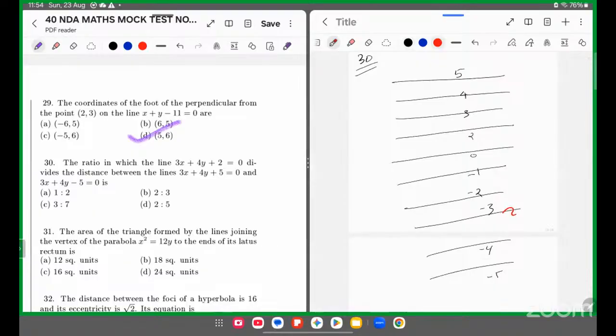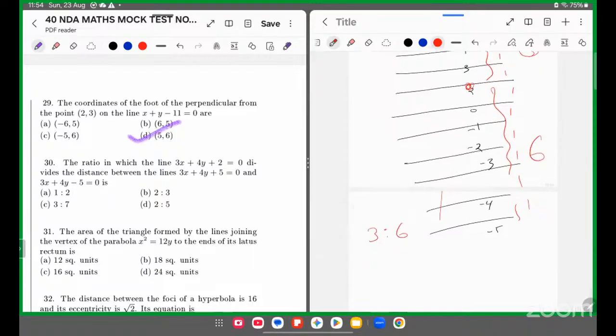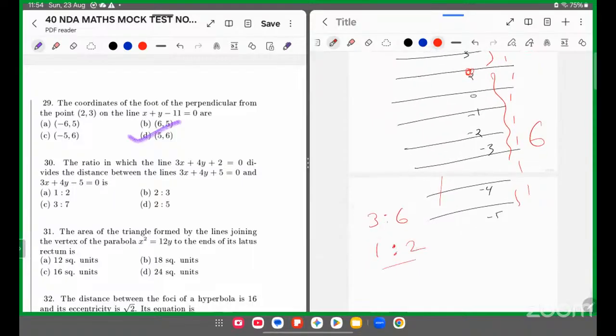So here the point is at 2. 1, 2, 3, 4. 1, 2, 3, 4, 5, 6. So we can write 3 is to 6. That means 1 is to 2 will be the answer.